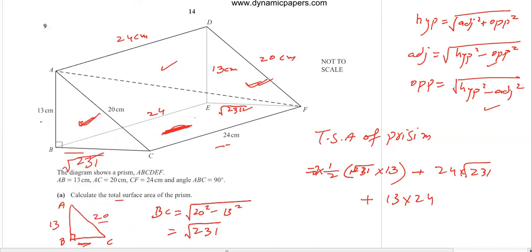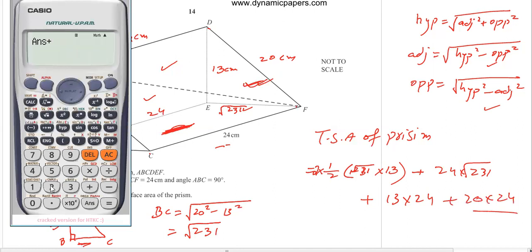Make sure we did not miss any sides. We took for this one, this one, this one, this one. Yeah, but we forgot this one also. This top one, this A, D, F, C. We forgot that. So that will be plus 20 into 24. Sorry, I forgot that. So include that also with that one. Plus 20 into 24.